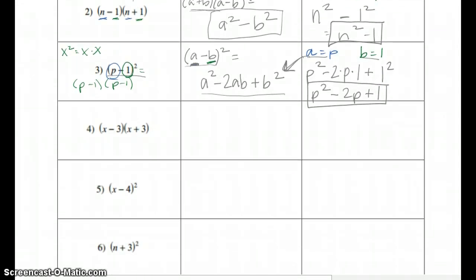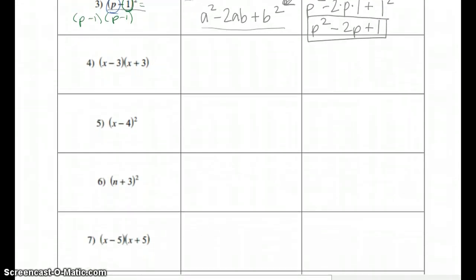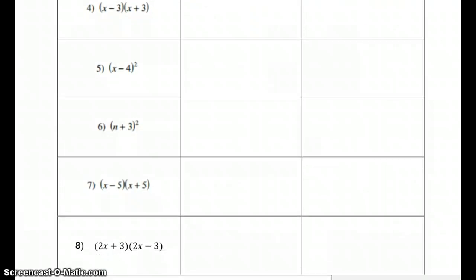Skip on down to number 6. We're going to do n plus 3 squared. So again, we have a quantity squared, or a polynomial squared, but we're adding our two terms, so our rule is going to be a plus b squared, and that is equal to, according to our rule, a squared plus 2ab plus b squared. So for a here, we look for our first term, so our first term is n, so we plug in n for a.